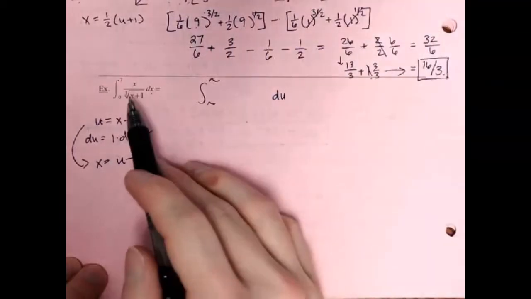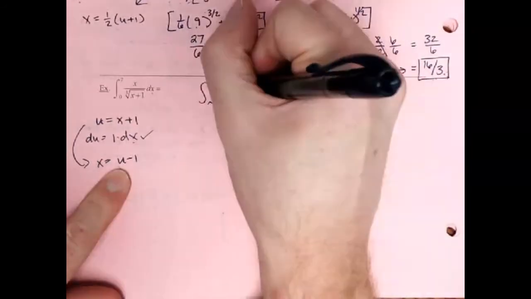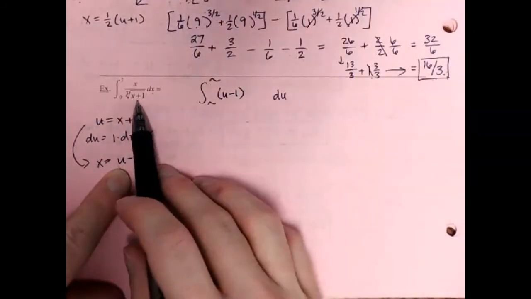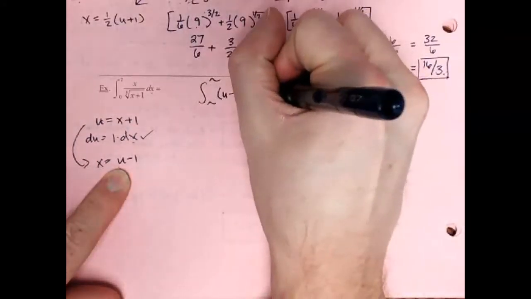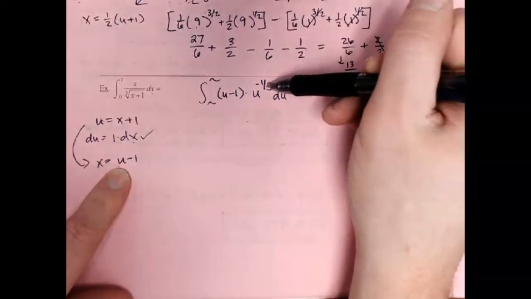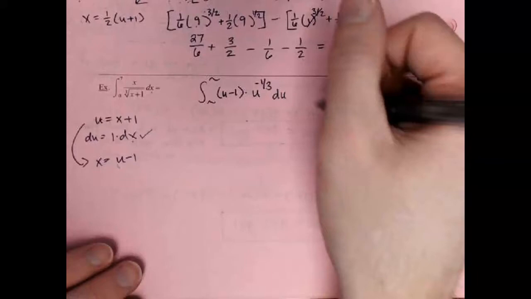And then I have this extra x on the top. That extra x is going to change, and you'll have u minus 1. Then you have a cube root of u on the bottom, so it'll be u to the negative 1/3. Remember, cube root would be a 1/3. Since it was on the bottom, it needs to be negative. Let us simplify a little bit.